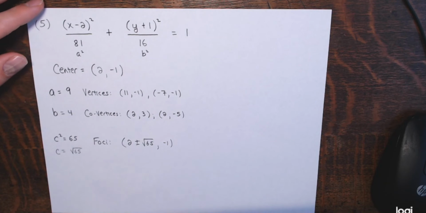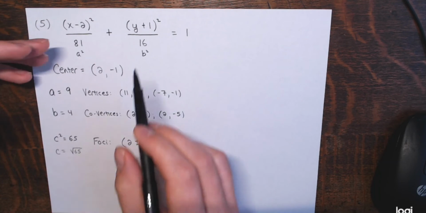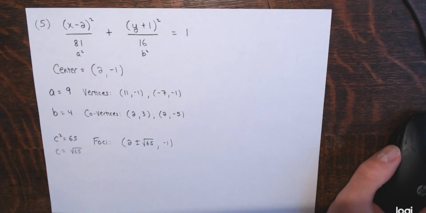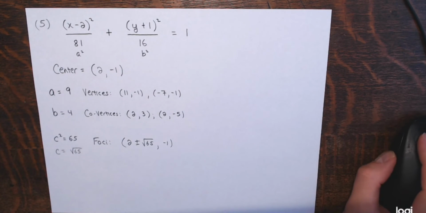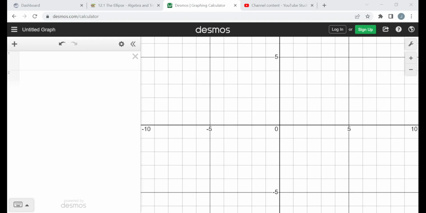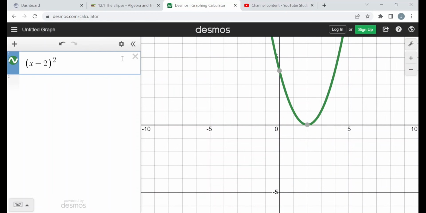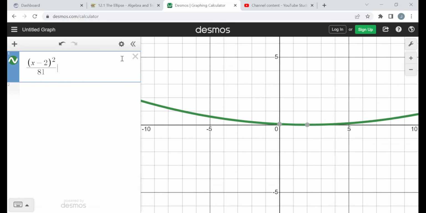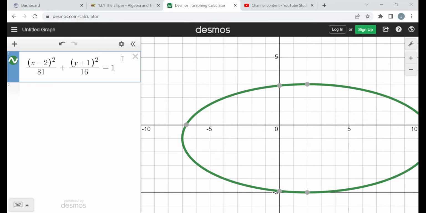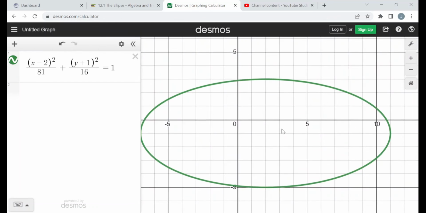These are the foci. And once again, I'll punch this in, and we'll see if the vertices and co-vertices are correct, because that's how I would have drawn it by hand also. So we have the quantity x minus 2 squared divided by 81 plus the quantity y plus 1 squared divided by 16 equals 1. Here we go.